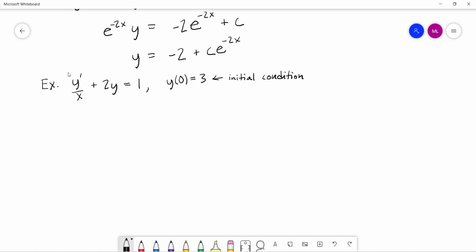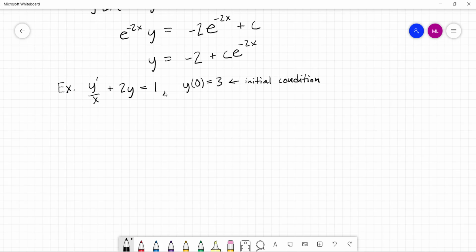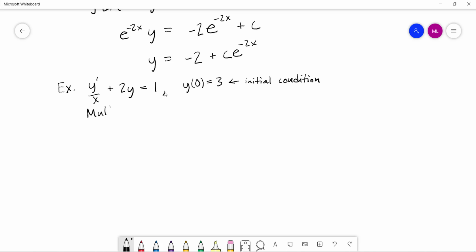So what do I need to do to make this coefficient be a 1 instead of a 1 over x? Let's multiply the whole equation by x. So first step is multiply by x to make the leading coefficient be 1.